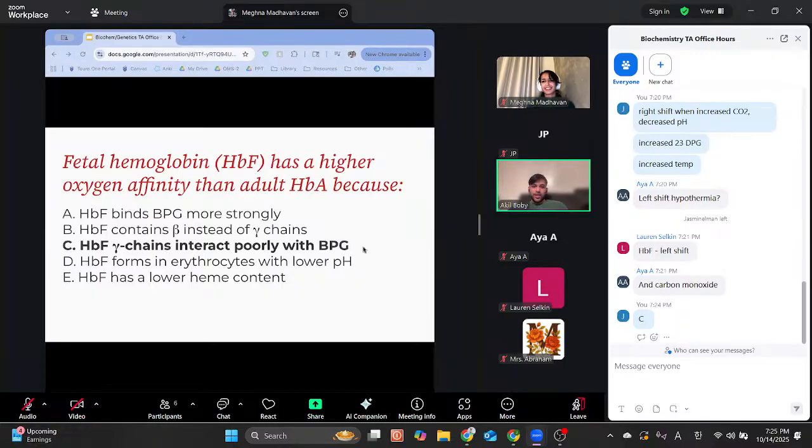Good. Okay, so for this, the gamma chain is the reason why fetal hemoglobin has better affinity. It interacts poorly with 2,3-BPG. So therefore, it's going to hold on to oxygen stronger.